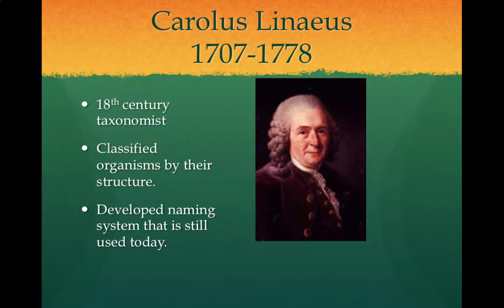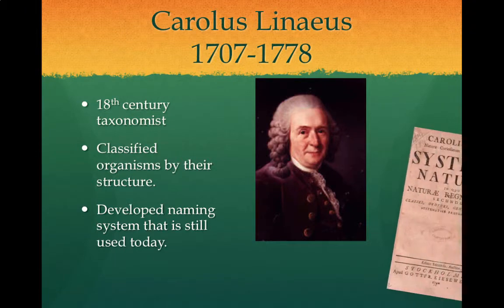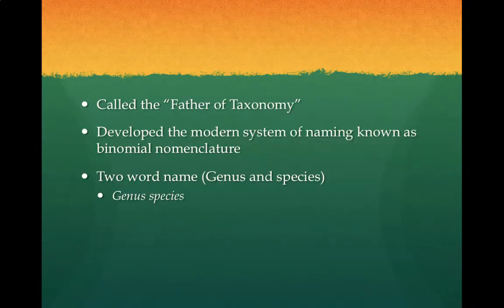Carolus Linnaeus was an 18th century taxonomist, and he classified organisms by their structure. And he developed the naming system that is still used today. He is called the father of taxonomy and developed the modern system of naming known as binomial nomenclature. Just say it with me, binomial nomenclature.